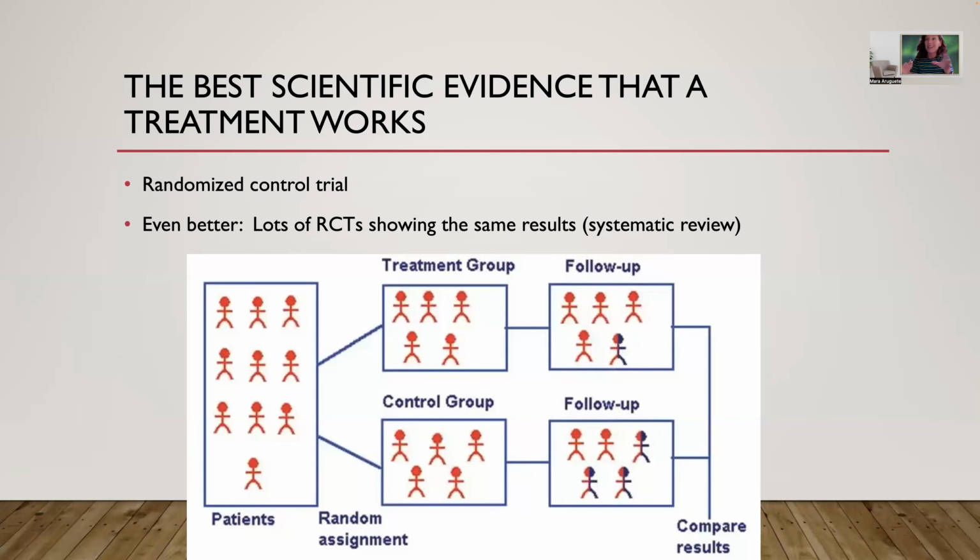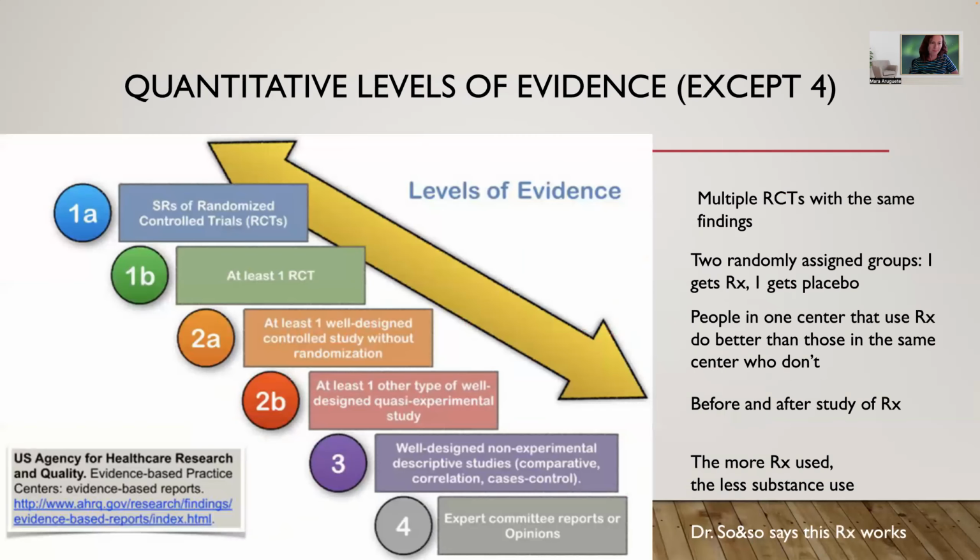What's better than that is a systematic literature review that goes through a whole bunch of randomized control trials that says, this one found that the treatment worked, and this one found the treatment worked, and this one, and this one. So now you got 10 RCTs that say that the treatment works. Heck yeah, that's some good evidence. Okay, so quantitative levels of evidence. We talk about the top here, 1A and 1B. And that is the randomized control trial in 1B, and then the series of randomized control trials.